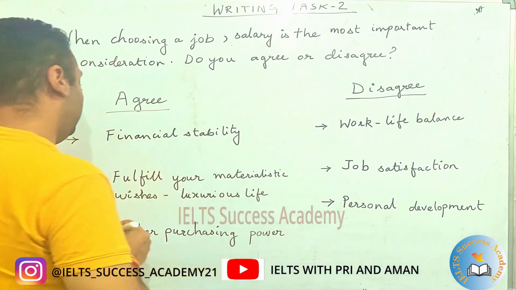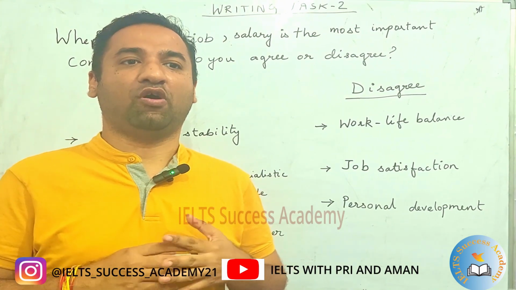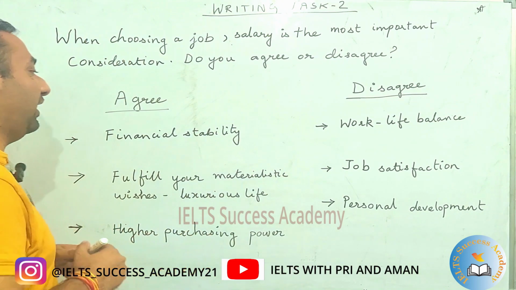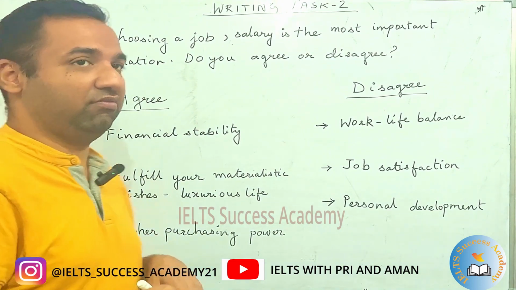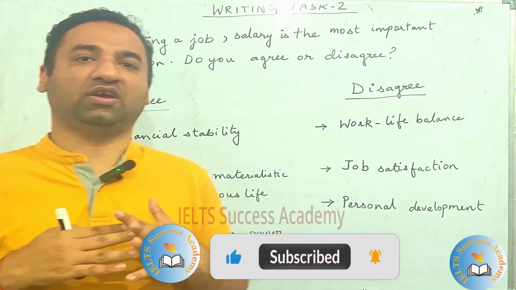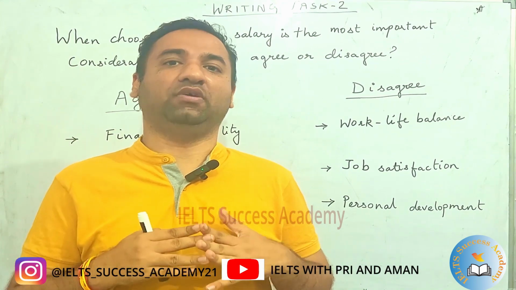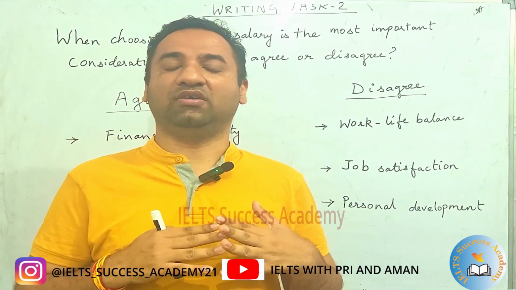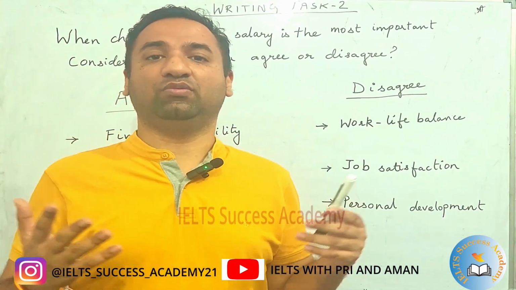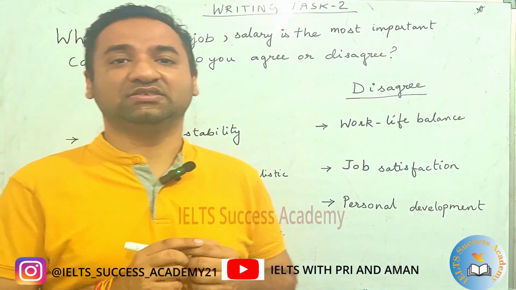Fulfilling your materialistic wishes. This is our second point. Obviously, when you have a higher salary, you can afford anything. For example, a top notch lawyer who's working in a big law firm earning hundreds of thousands of dollars can achieve any materialistic wishes that he has.